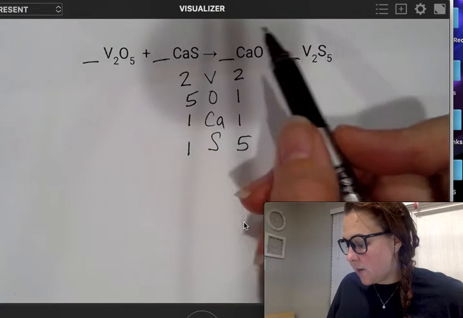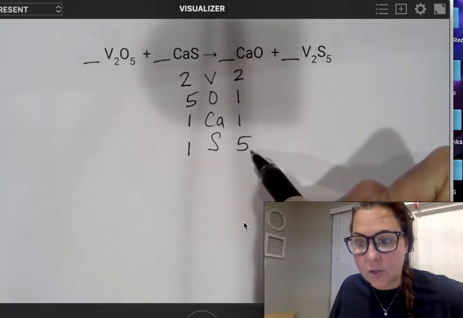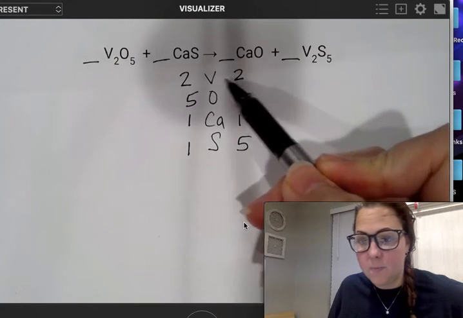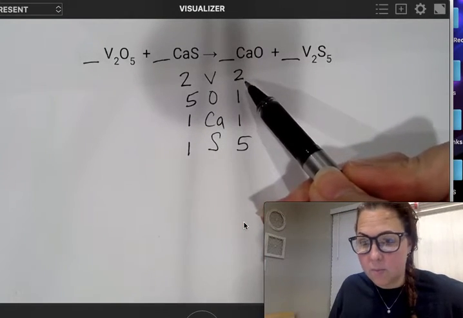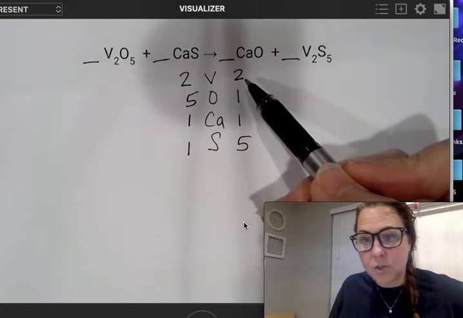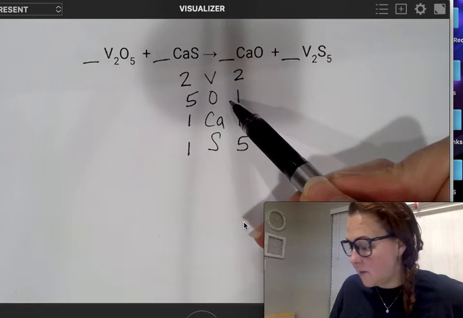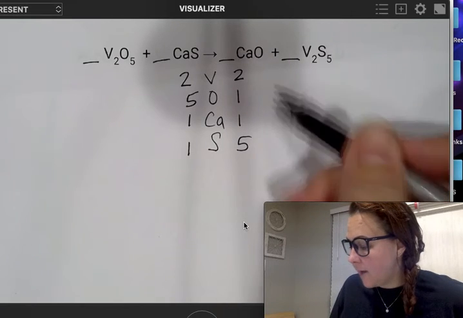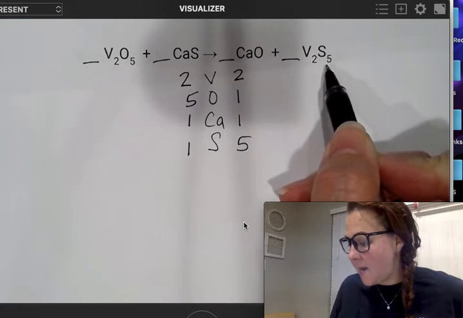So usually I just kind of go through my list. We want to save oxygen and hydrogen for last. So I have vanadium, 2 and 2. That is already balanced. I don't have to do anything with my vanadium. My oxygen I'm going to skip over. Calcium I have 1 and 1. I don't have to do anything there. My sulfur, I have 5 on this side. I need 5 over here.